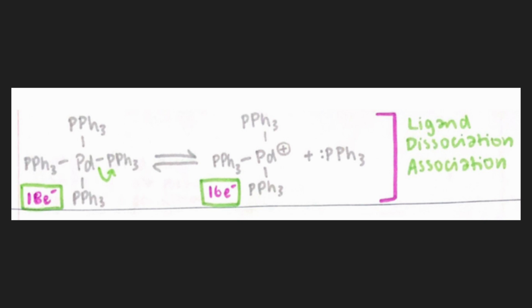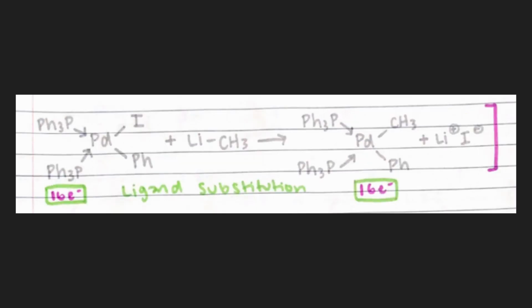Okay, so let's get into our first reaction, ligand dissociation association. All we are doing here is removing a ligand, PPh3, that is bound to palladium. So it's simply leaving the metal, taking its electrons with it. This means it can go from 18 electrons to 16 electrons, both of which we know are stable based on those rules. The ligand can also reassociate or reattach to the metal, so it's kind of two-way here, hence why it's called ligand dissociation association.